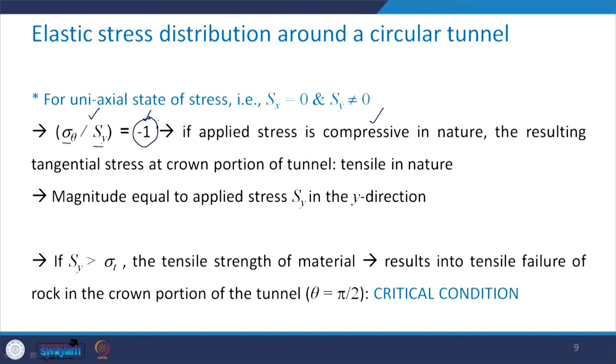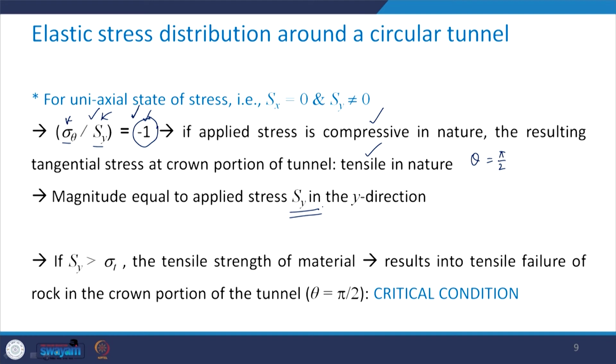So, in case I take this Sy to be compressive, obviously with that logic this sigma theta will become tensile in nature. And we are talking about the tangential stress at the crown portion, because this was the value at theta equal to 90 degree or pi by 2. Its magnitude at this location would be equal to the applied stress Sy, which is in the y direction.